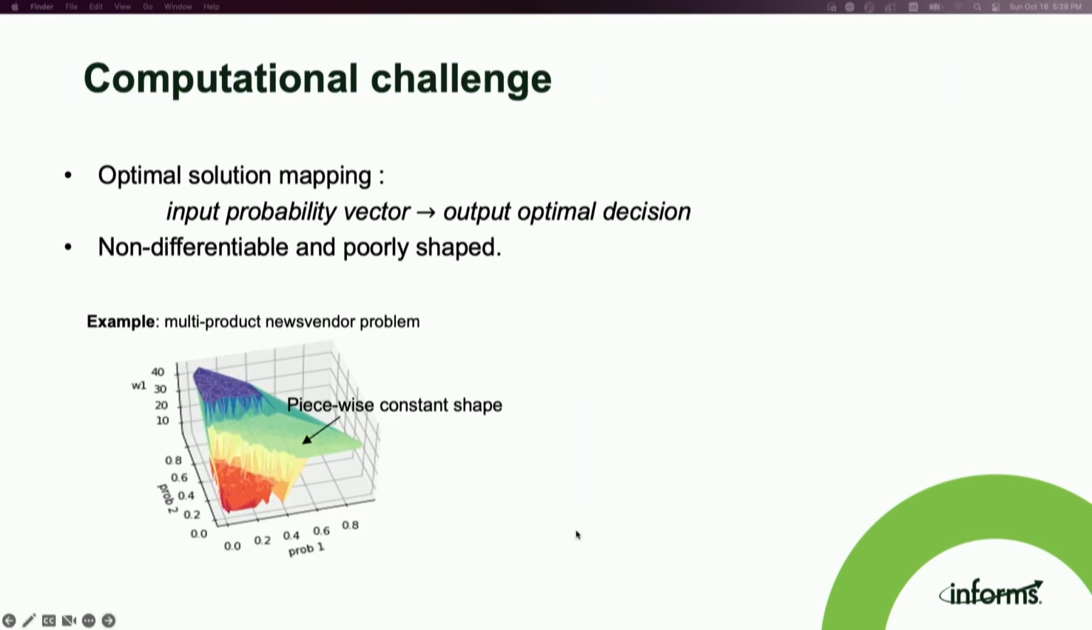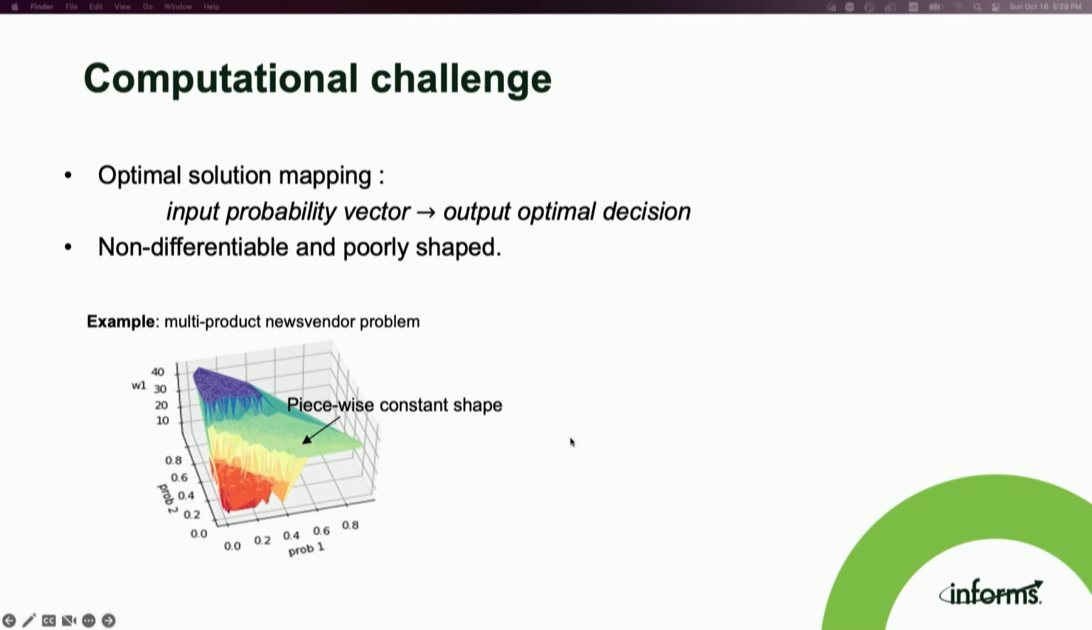So the main computational challenge here is the optimal solution mapping. Recall that this is a mapping where we take a probability vector as input and we output an optimal decision. This mapping is not differentiable and it is poorly shaped. This figure is an intuitive illustration of the shape of this optimal solution mapping. And as we can see, it has this piecewise constant shape. So it is not differentiable.